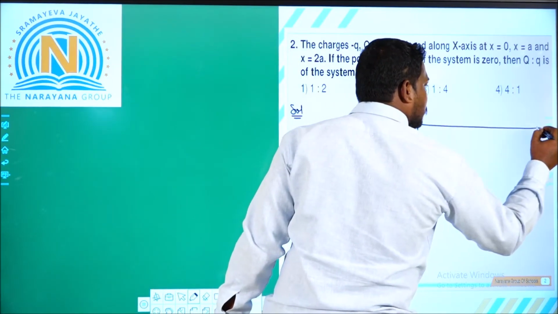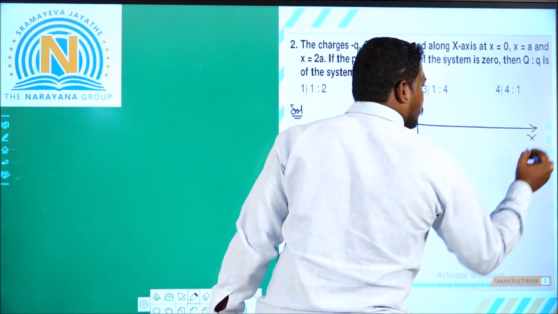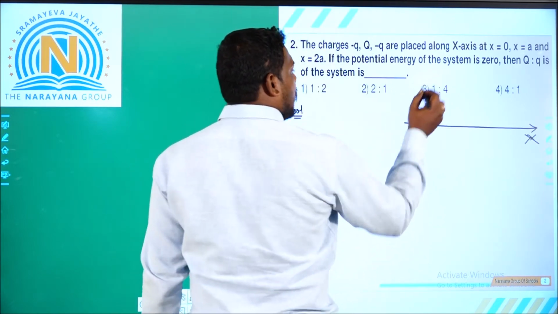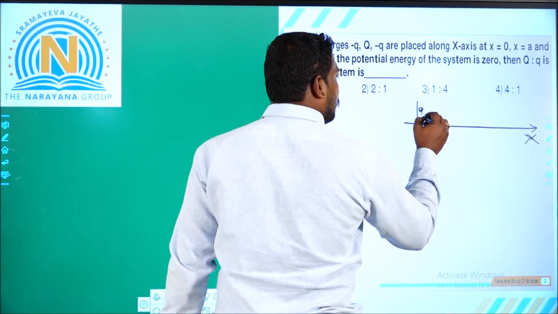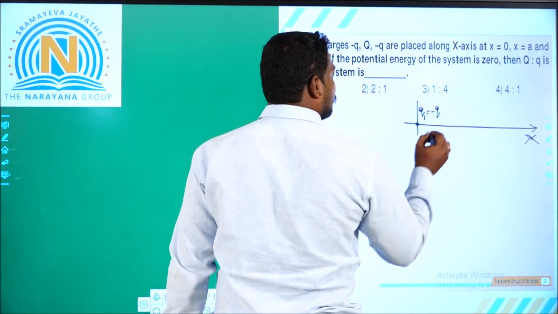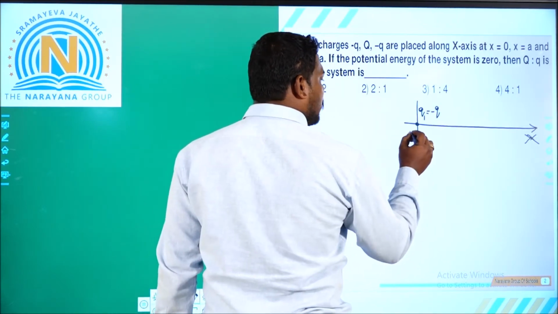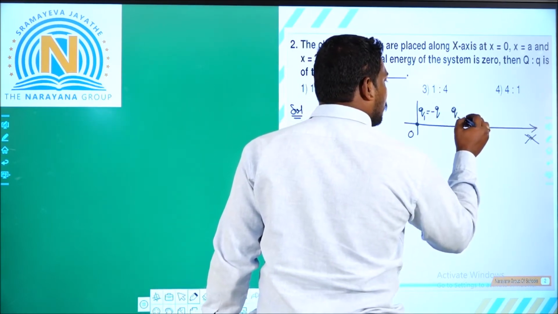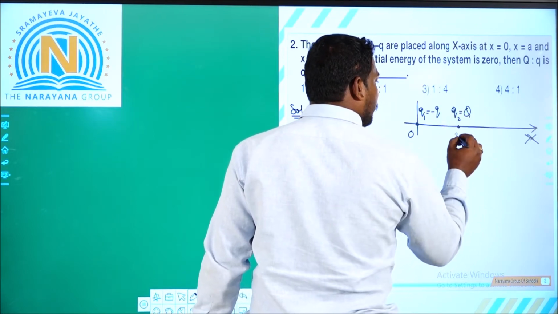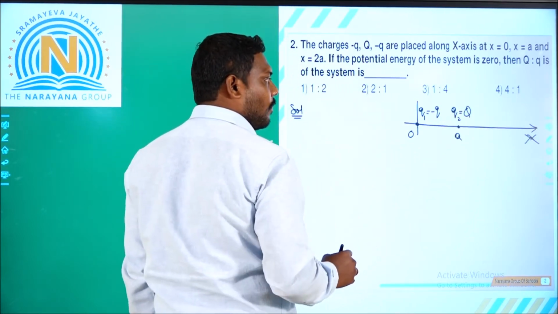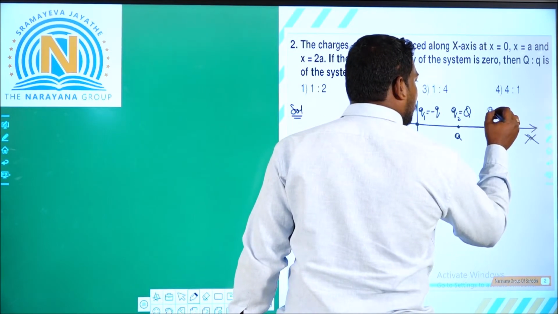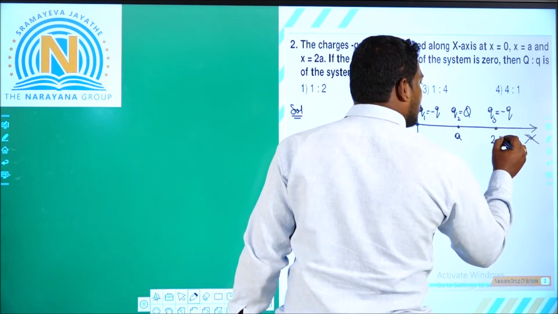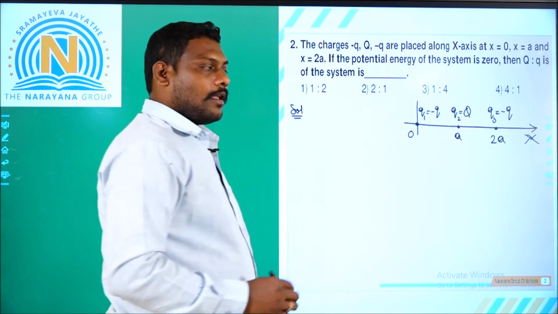If this is the x-axis, three charges are there. Charge 1, Q1, which is equal to minus Q, is kept at x equal to 0. Q2, which is equal to capital Q, is kept at a distance A, and Q3, which is equal to minus Q, is kept at a distance 2A, right?